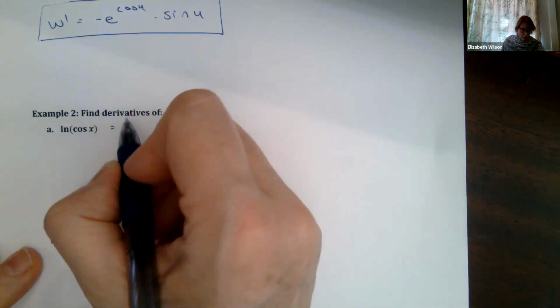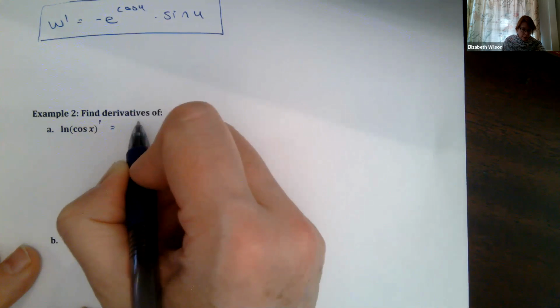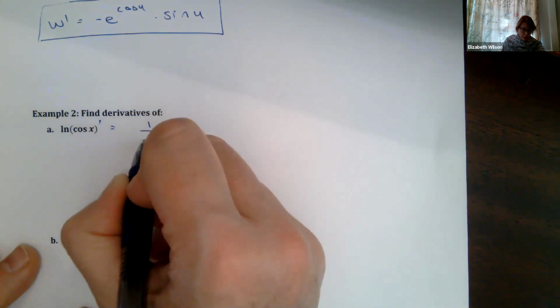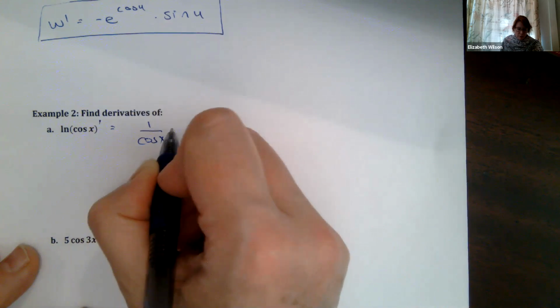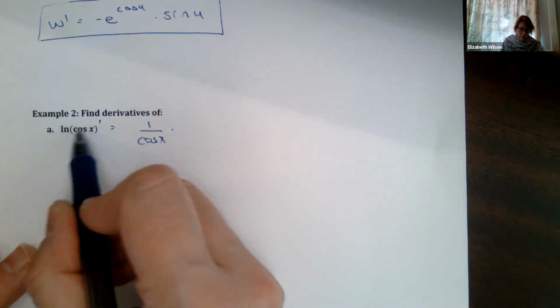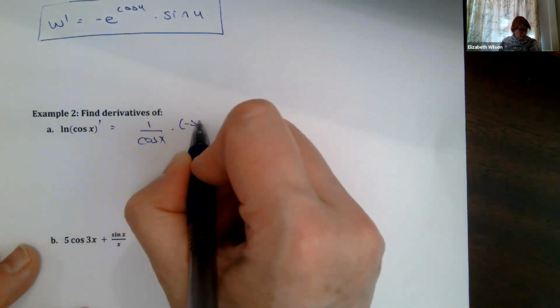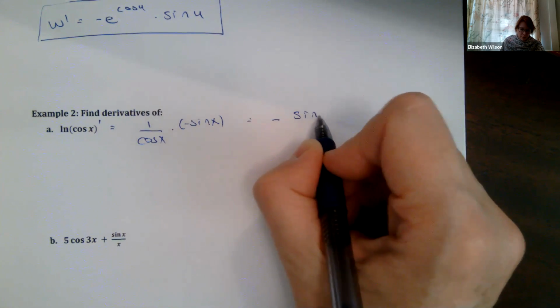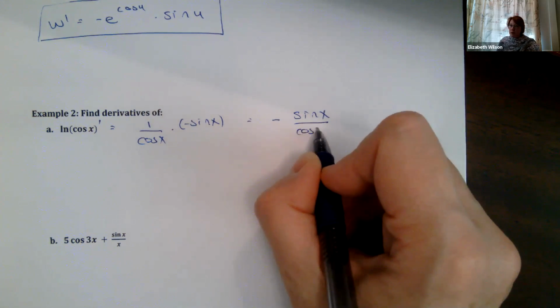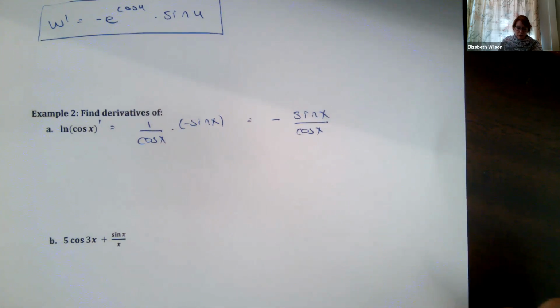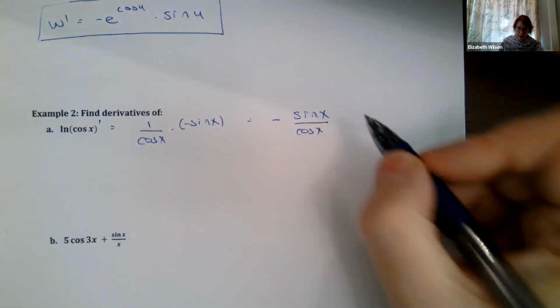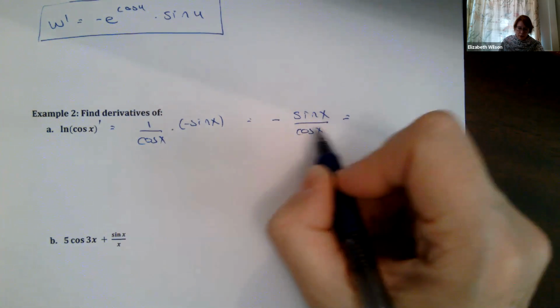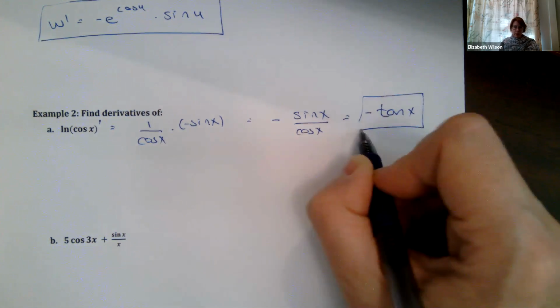So this derivative, when I go to take it, is going to become 1 over cosine of x times, now I have to do the chain rule. My derivative of cosine is minus the sine of x. So you notice I put parentheses around it. Now I'm going to clean up: minus sine of x over cosine of x. Sine of x over cosine of x is another trig function. You're going to be expected to know that and put it in that form. So minus tangent of x.